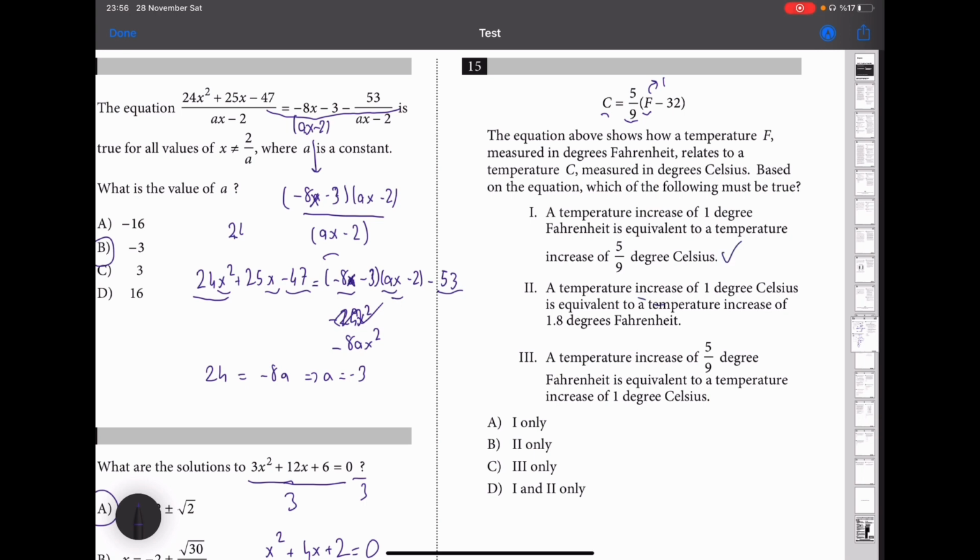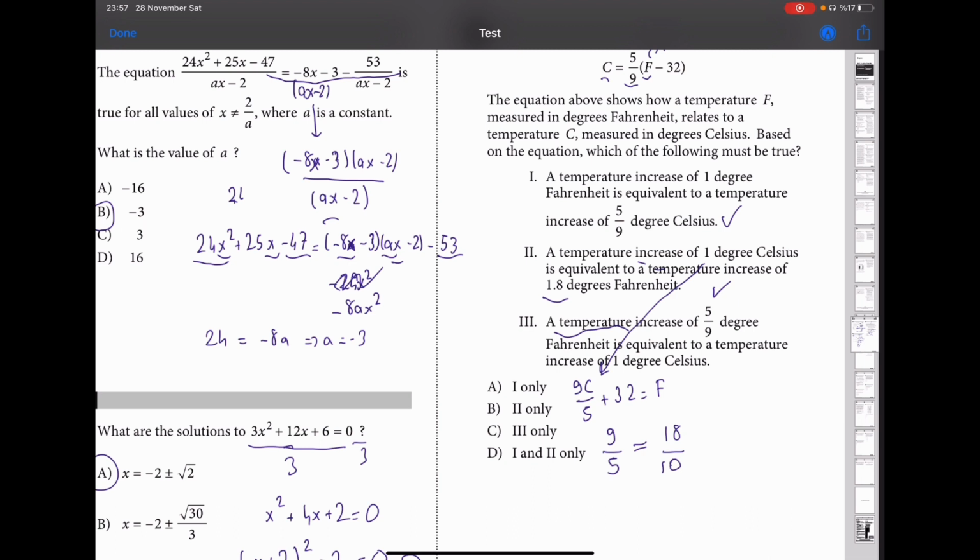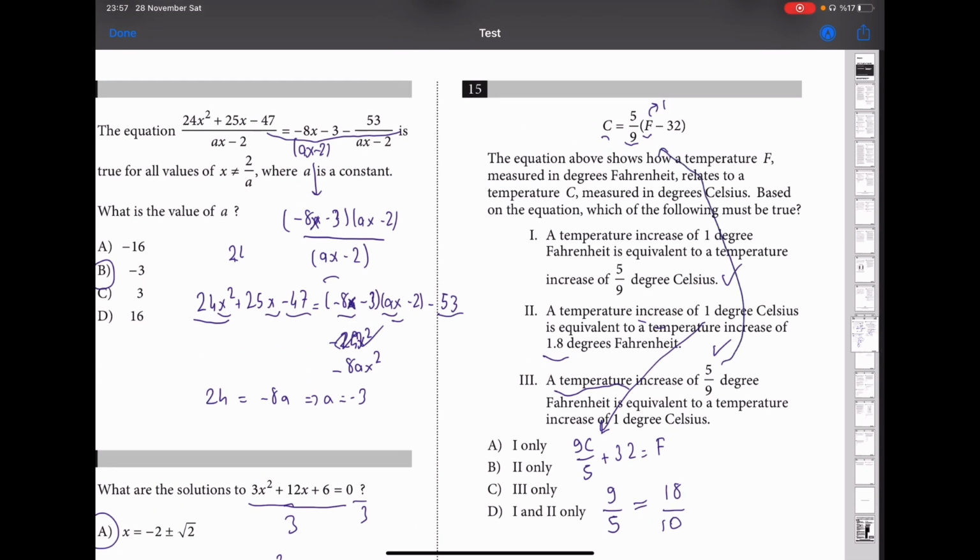A temperature increase of 1 degree Celsius is equivalent to a temperature increase of 1.8 degrees Fahrenheit. Let's check it by using this equation. 9C over 5 plus 32 is equal to F, right? So a 1 degree Celsius change will make a difference of 9 over 5, which is 1.8 degrees in Fahrenheit, yes. A temperature increase of 5/9 degree Fahrenheit is equivalent to a temperature increase of 1 degree Celsius. Let's try it. 5/9 times 5/9 is 25/81, which is obviously not 1 degree Celsius, so the answer is D.